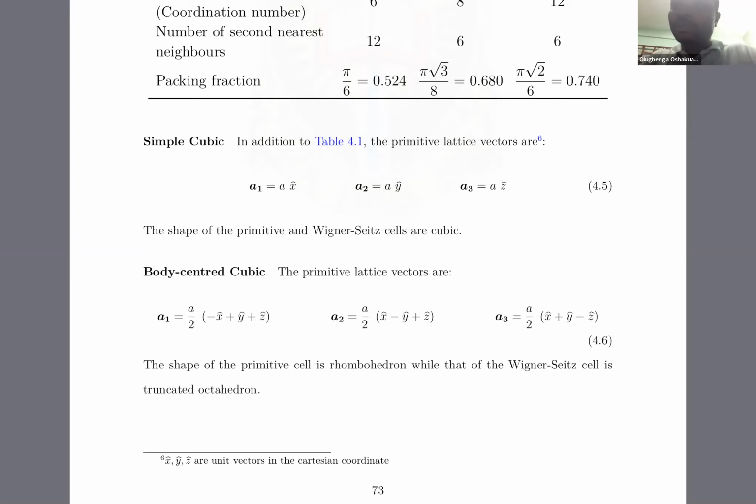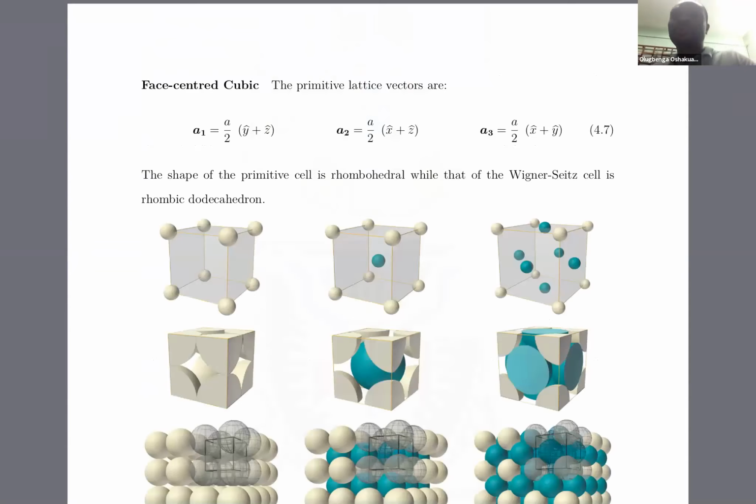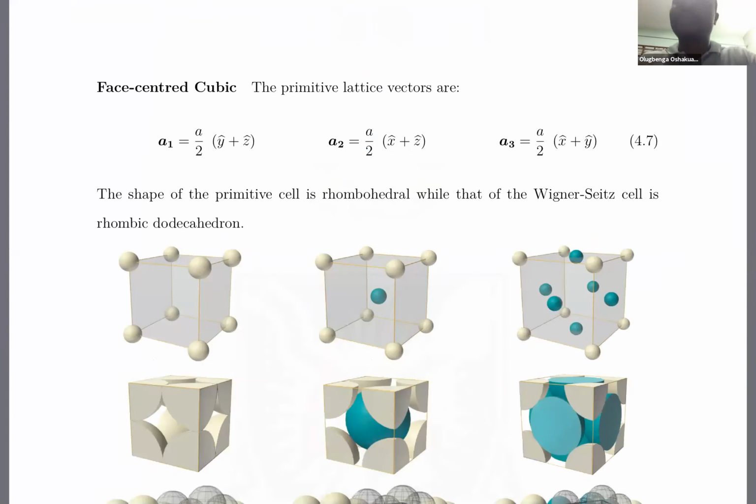Okay, so let's come to face-centered cubic. Just like we had in the body-centered cubic, for face-centered cubic these are the primitive lattice vectors, A1, A2, and A3.